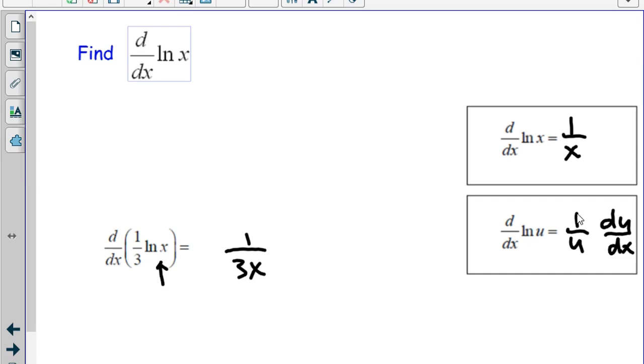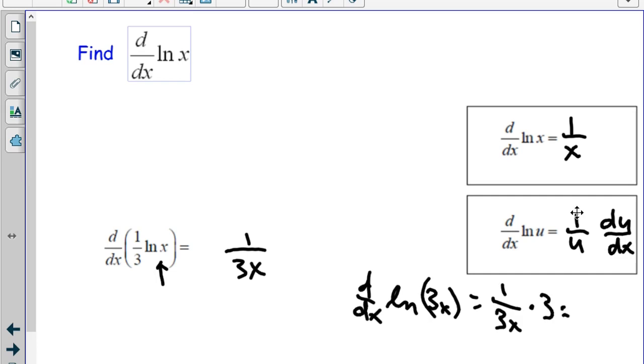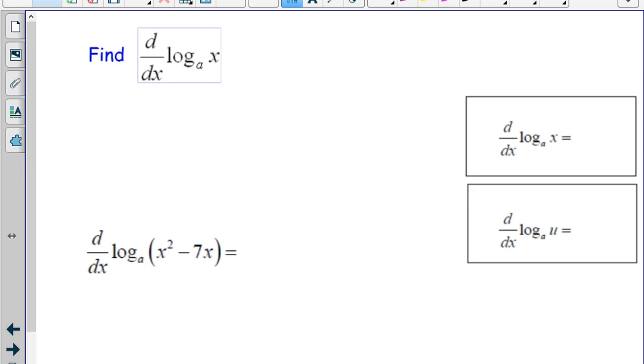So for example, take the derivative of the natural log of 3x. So if we take the derivative of the natural log of 3x, it's 1 over whatever was on the inside, so that's our u, times du dx, which is 3. So ironically, the derivative of the natural log of x is actually exactly the same as the derivative of the natural log of 3x.